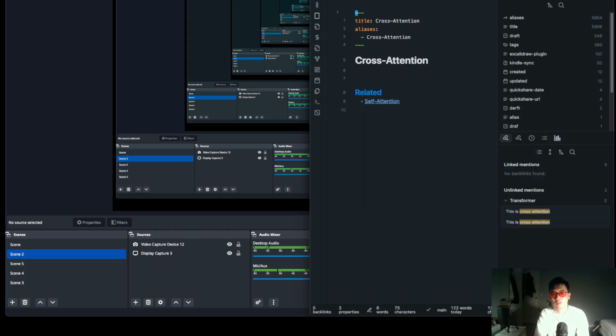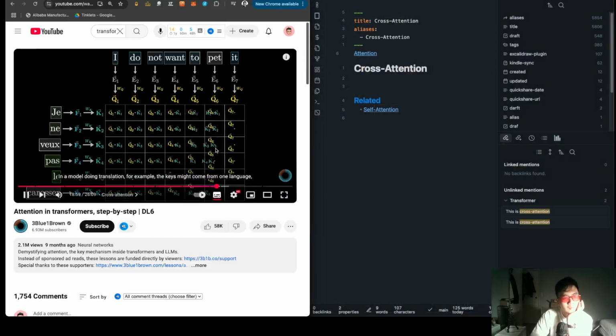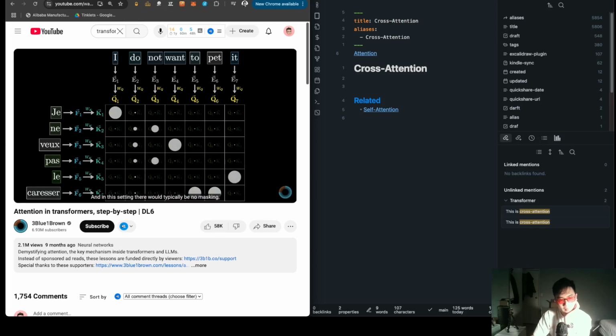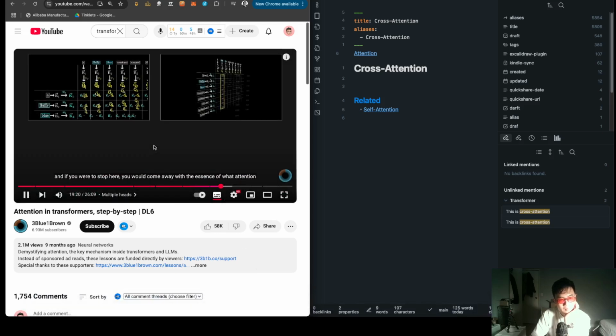A cross-attention head looks almost identical. The only difference is that the key and query maps act on different datasets. In a model doing translation, for example, the keys might come from one language, while the queries come from another, and the attention pattern could describe which words from one language correspond to which words in another. And in this setting, there would typically be no masking, since there's not really any notion of later tokens affecting earlier ones. Staying focused on self-attention though, if you understood everything so far, and if you were to stop here, you would come away with the essence of what attention really is.